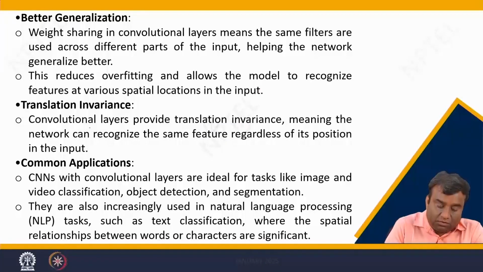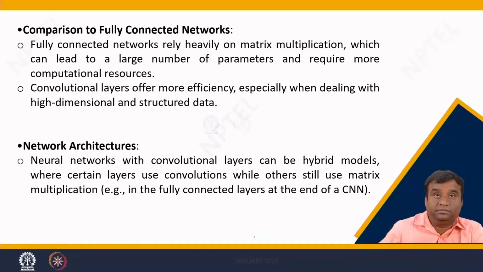Translation invariance: convolution layers provide translation invariance, meaning the network can recognize the same feature regardless of its position in the input. Common applications: CNNs with convolution layers are ideal for tasks like image and video classification, object detection, and segmentation. They are also increasingly used in natural language processing tasks such as text classification, where the spatial relationship between words or characters is significant.